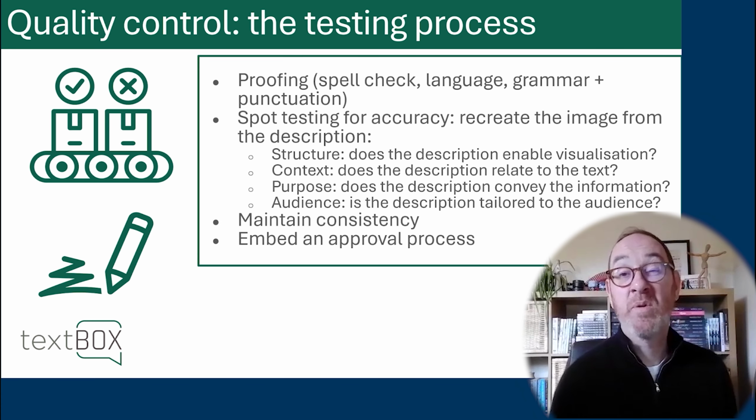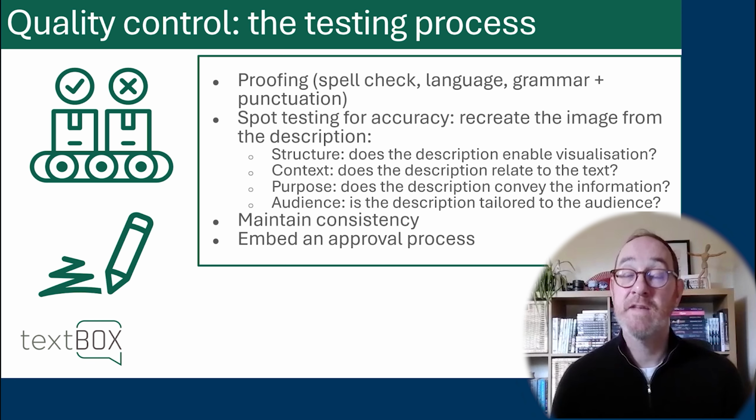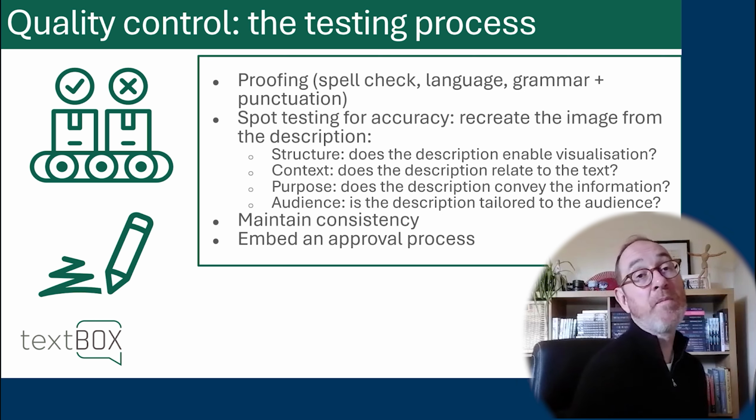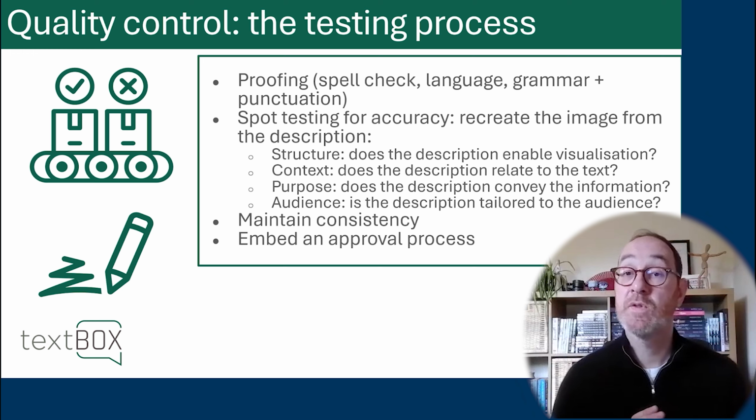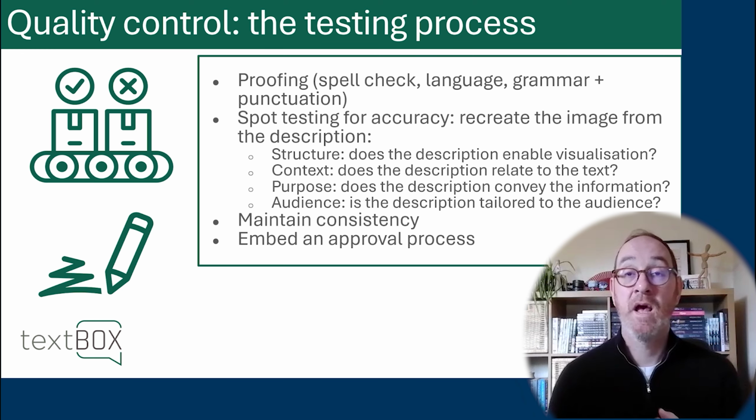Next up in quality control is the testing process. So make sure that your alt text vendors are really testing and checking the quality of the alt text to make sure it's consistent and accurate. So in terms of proofing, make sure that the spell check is happening. Make sure they're using the correct language. I work with a variety of publishers and I write in British and American English. So make sure that the language is correct and appropriate for that project.